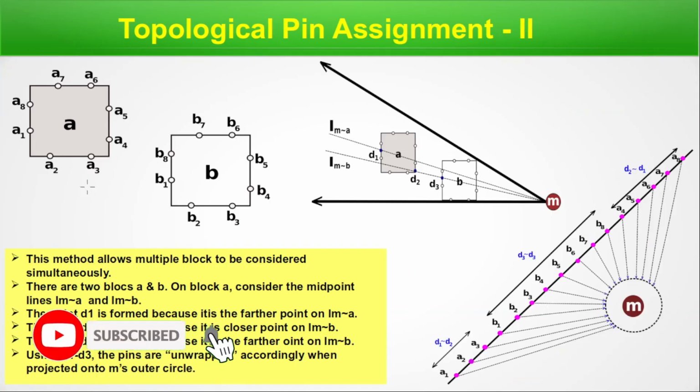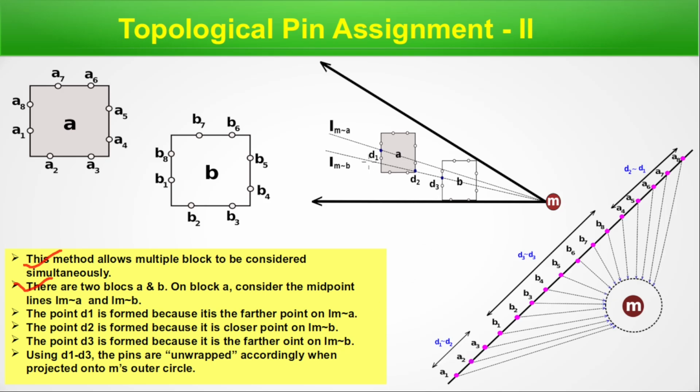So in the last slide, what we saw was for one block. Now this method allows multiple blocks to be considered simultaneously. There are two blocks A and B. On block A, consider the midpoint lines LMA and LMB. Two lines we are drawing like that from the midpoint. If this is the position, D1 is formed this way because it is the further point on LMA. D2 is formed because it is the closer point on LMB and D3 is formed because it is the further point on LMB.